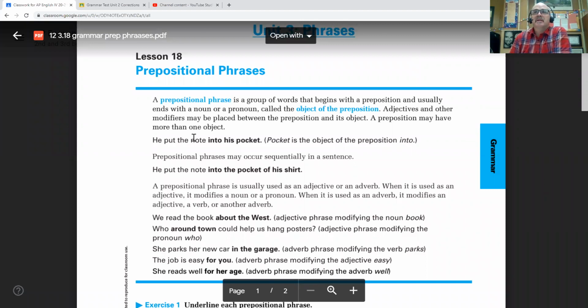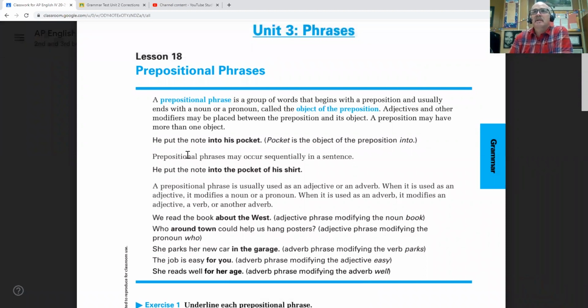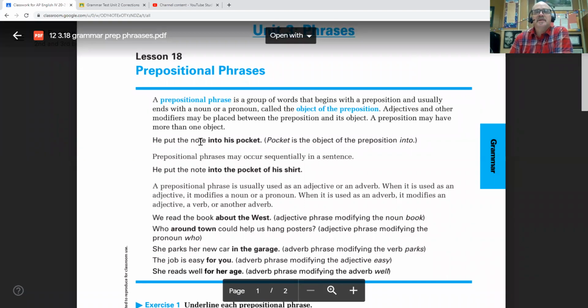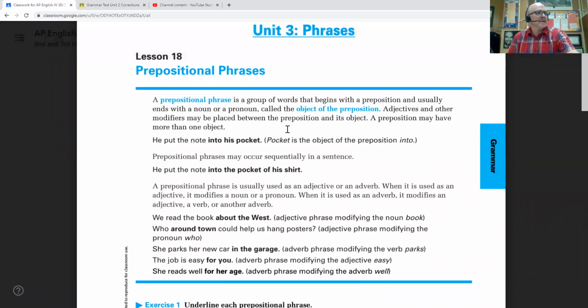So this is the beginning of our unit on phrases, and there are about five or six, depending on how you define them, different types of phrases. It's a group of words, not like a clause where it has its own subject and verb, more like a group of words, not necessarily small. It could be long if it has a lot of modifiers, but a group of words that basically functions as one part of speech. Okay, so the first one is the prepositional phrase.